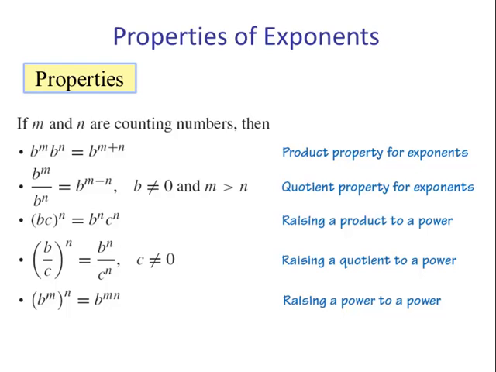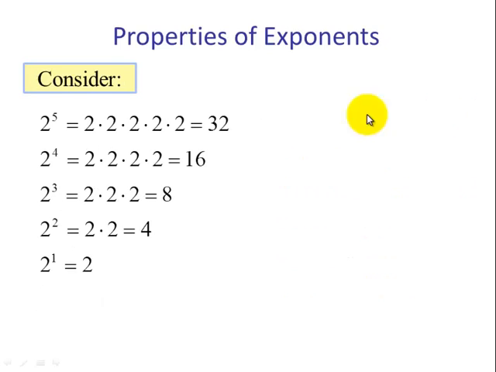Let's see an example of these properties in a problem. Consider these powers of 2. 2 to the 1st power is 2. When we have a number and we don't see an exponent, it's understood to be a 1. 2 to the 2nd power means I take the base and multiply it 2 times. 2 to the 3rd power is the base 2 multiplied by itself 3 times, which is 8. 2 to the 4th is 16. 2 to the 5th is 32. 2 to the 6th would be 32 times 2, which is 64.